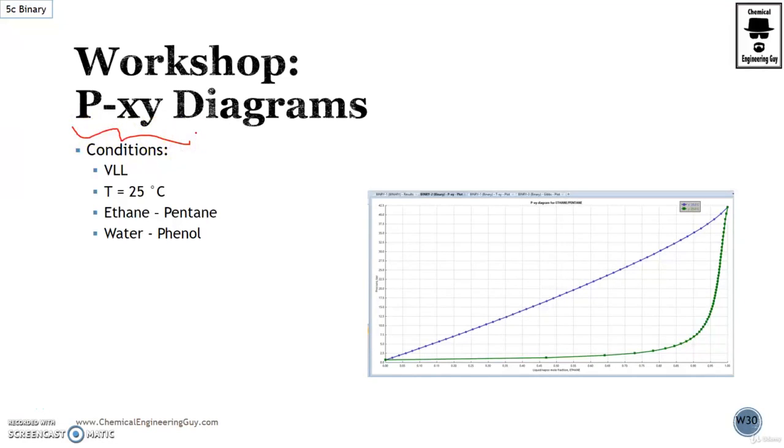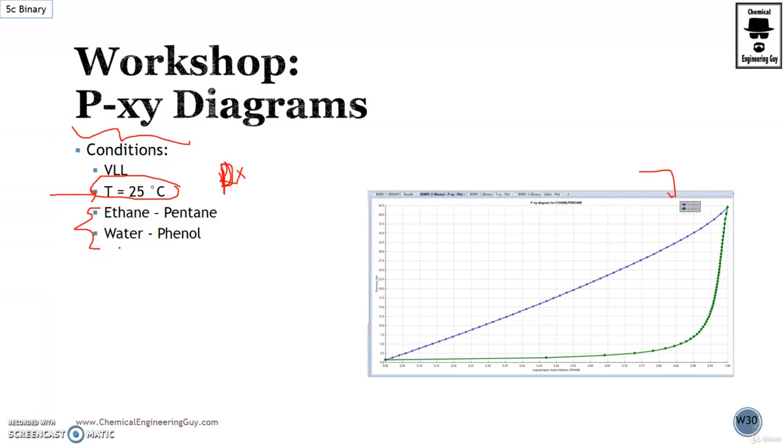In this workshop, we're going to continue doing some pressure versus composition diagrams. We're going to use the same system we used in the previous workshop, which is at vapor-liquid conditions. Now, of course, pressure will be changing. It will not be 1 atmosphere. And now we need to fix a temperature. In this case, I chose 25 Celsius, even though you can choose whatever temperature you want.